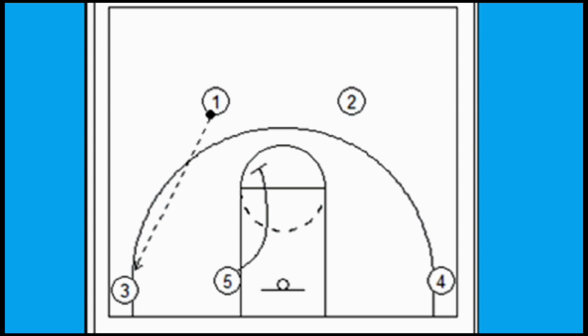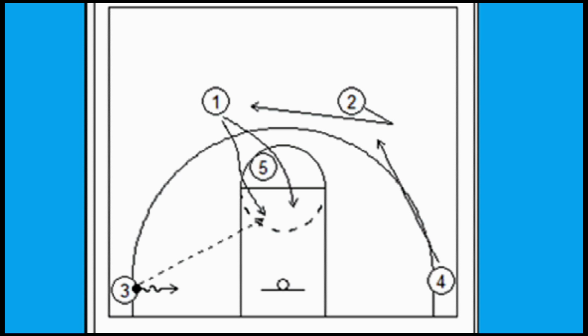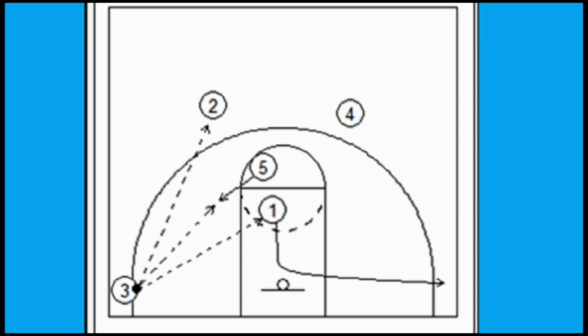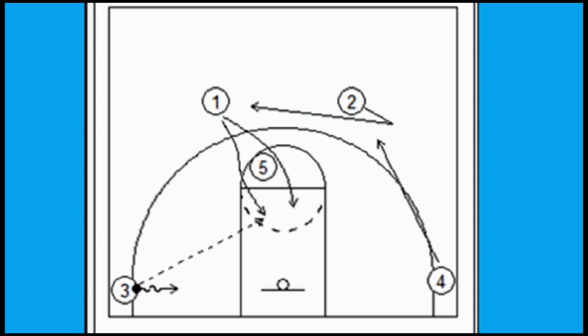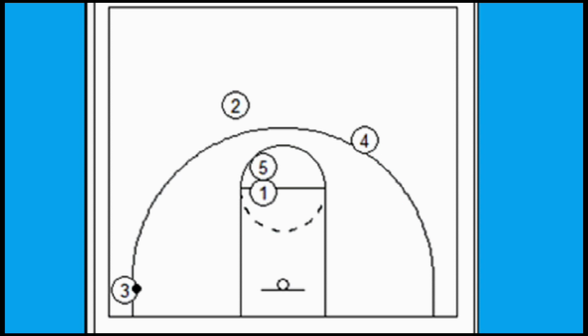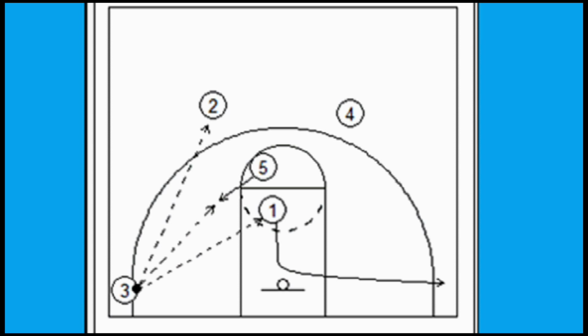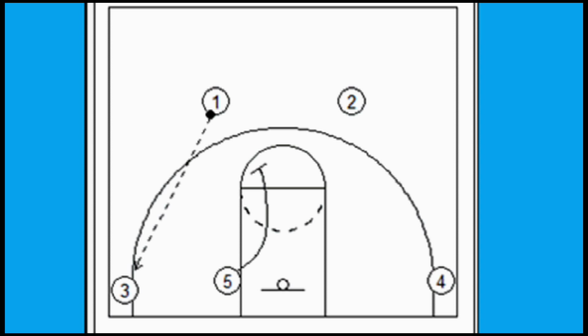So the last teaching point then is number 5 setting the screen for number 1. He has the opportunity either to step off of the screen towards the ball to receive that pass for a shot or a drive, or he can come off of the screen and simply sprint underneath the basket and seal his man into the basket for the post play. 9 times out of 10 I'll teach that step back towards the ball for the pass, simply because it's buying number 1 a little bit more time cutting through.